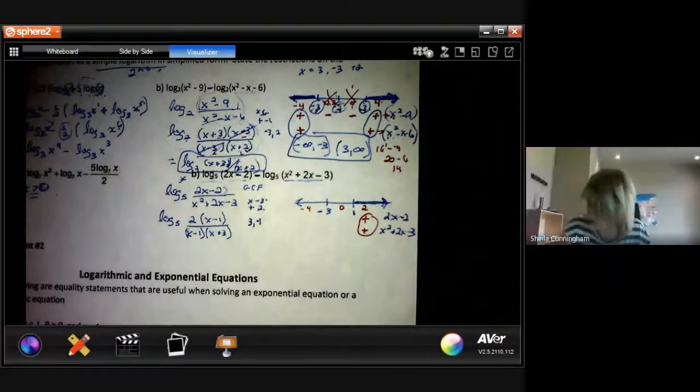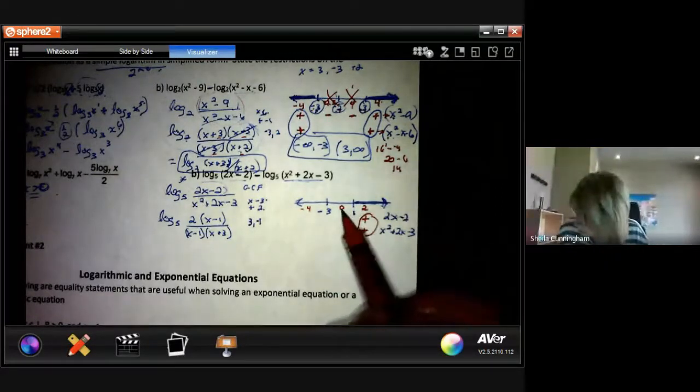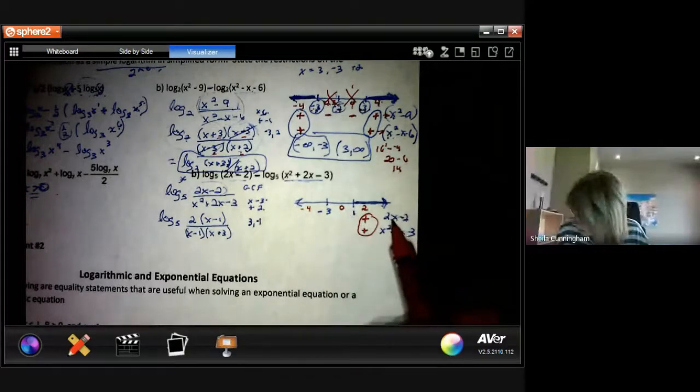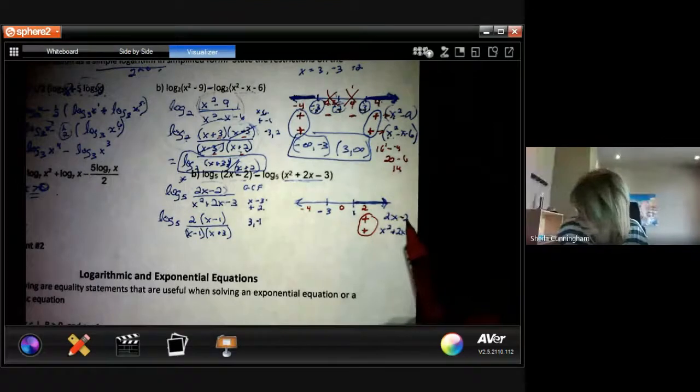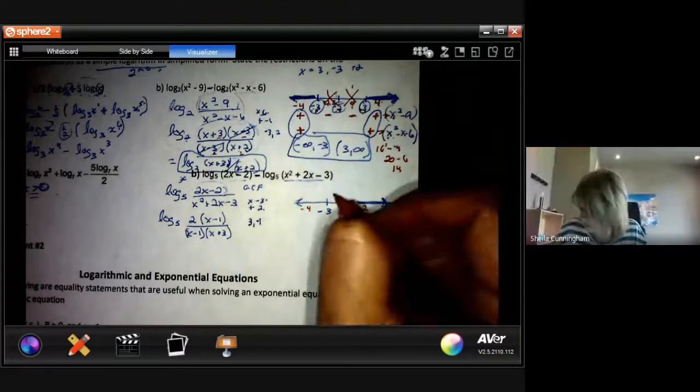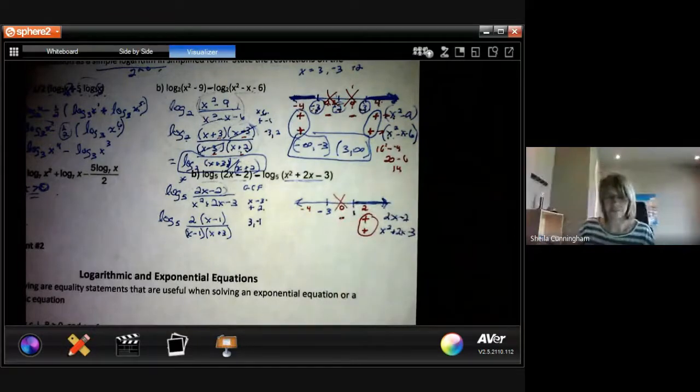Now I'm going to go ahead and do the 0. So I go back and put a 0 in for x this time. Well, 2 times 0 gives me 0, and I subtract 2. That's giving me a negative 2. So right there, that first one gives me a negative. Done. Okay, can't use that one.